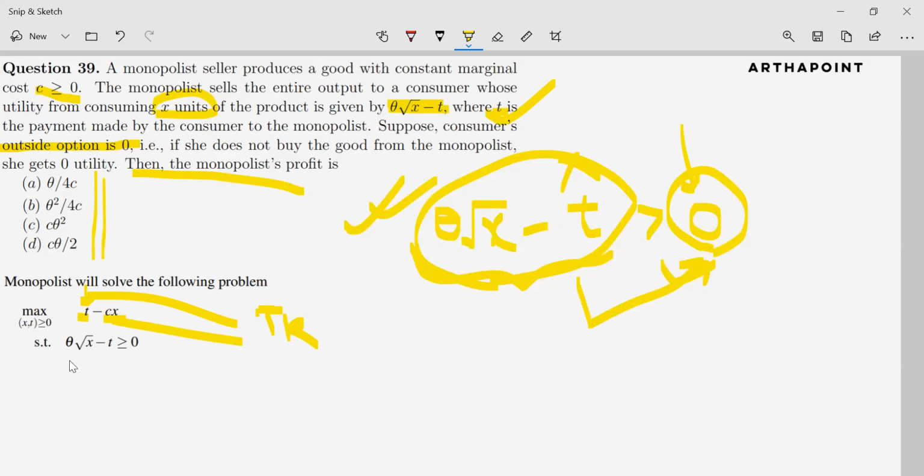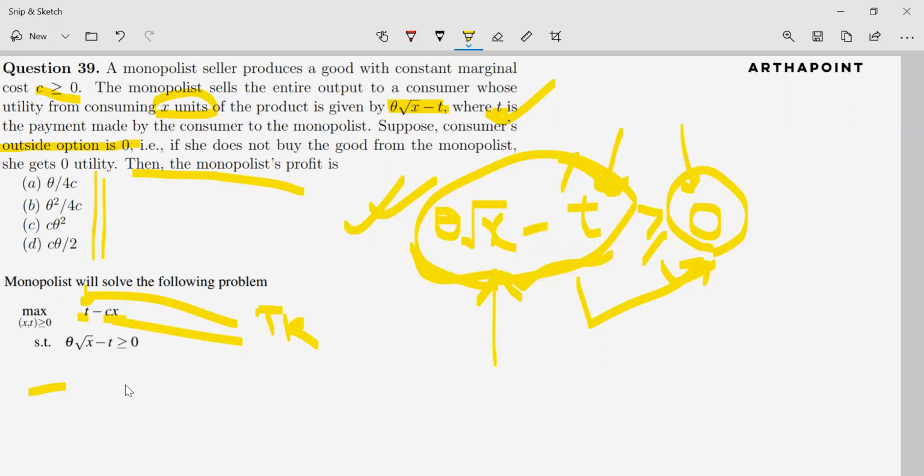But now, when will I make a profit? I, as a monopolist, will make a profit only when people will buy from me. Only then I can make a profit, right? And when will people buy from me? People would buy from me only when the utility that they get from buying it from me is greater than the utility from the next best thing. So, I will buy it from the monopolist only when this is greater than or equal to 0. I'm either indifferent or I am having a higher utility from buying it from the monopolist.